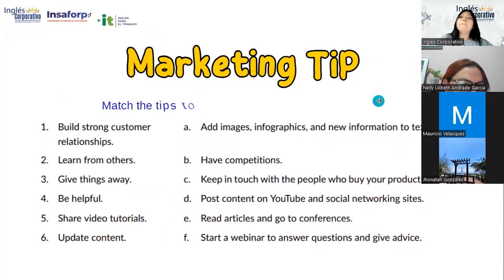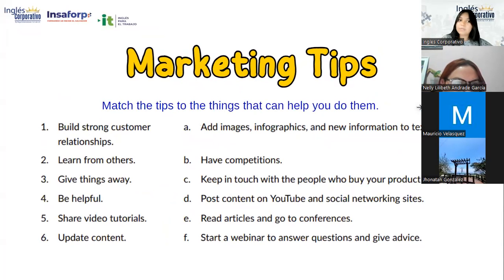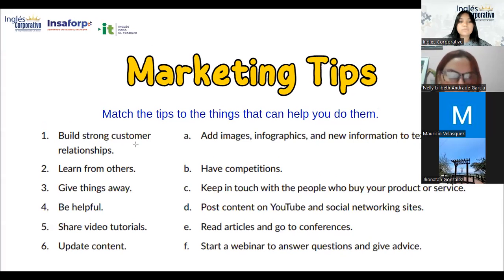Now let's talk about marketing tips. Let's match the tips to the things that can help you do them. So we have number one. How can we achieve building strong customer relationships? What do you think? From A to F. Letter C. Okay, what is letter C? Keep in touch with the people who buy your product or service. Correct. So we can build strong customer relationships by keeping in touch with the people who buy your product or service. Excellent. What about number two? Learn from others.